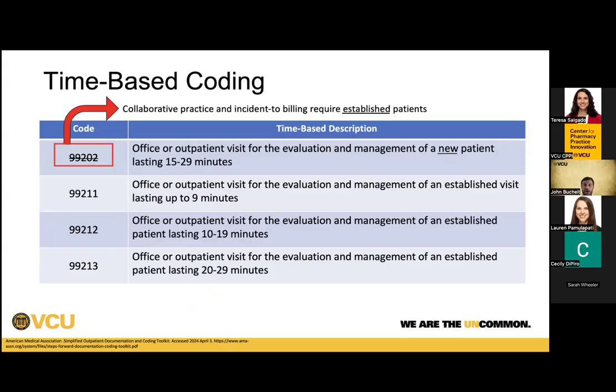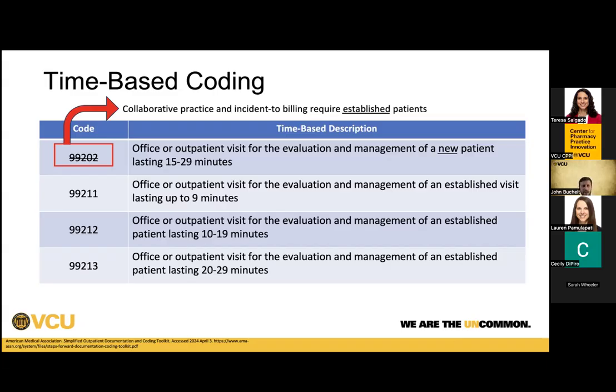However, with collaborative practice, you would never use a 99202, because for collaborative practice, that would be something the physician or advanced pharmacy practice provider would initiate instead of referral to. And the same goes for incident two. Remember, for incident two billing, you're offering that service on behalf of a physician or advanced provider, and they need to see the advanced practice provider or physician first. So we're going to focus on the other five codes.